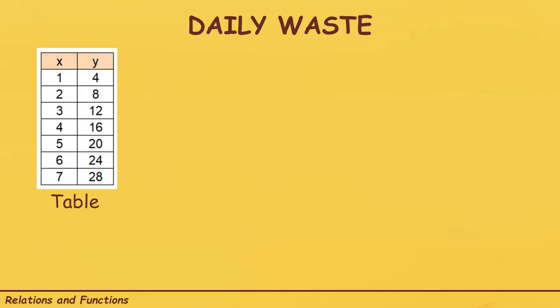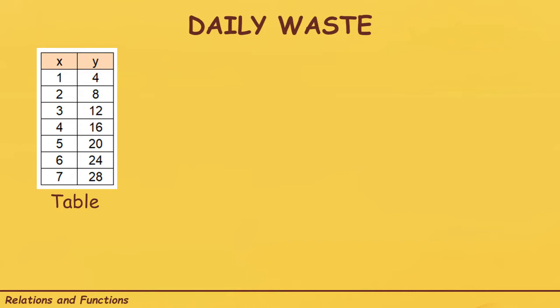Kaya naman naging 4 times 4, 16. 5 times 4 is 20. 6 times 4 is 24. 7 times 4 is 28. Okay, so kaya ganoon natin siya nakuha at kung ang tanong sa question number 2 is how much waste kapag ka naman meron tayong 8 adults.